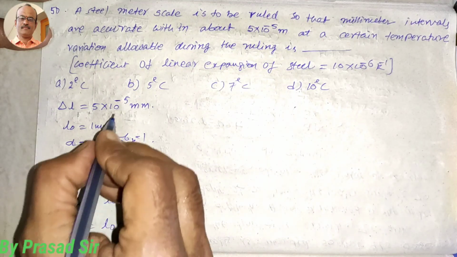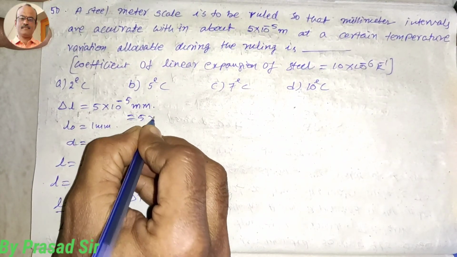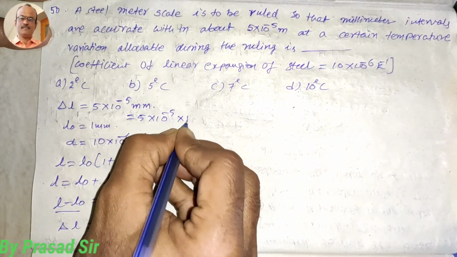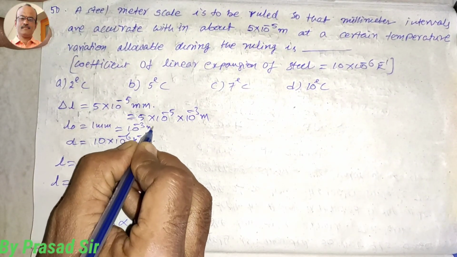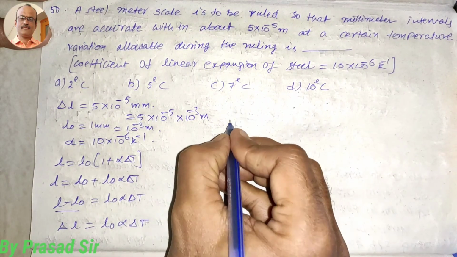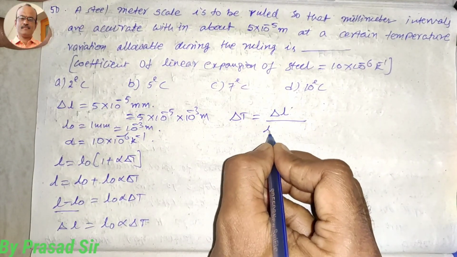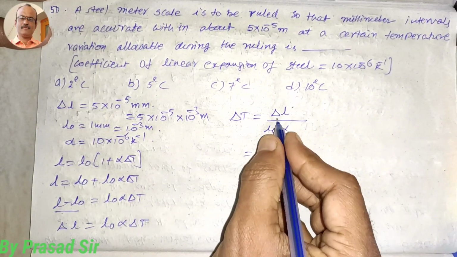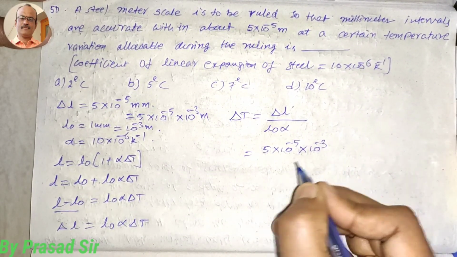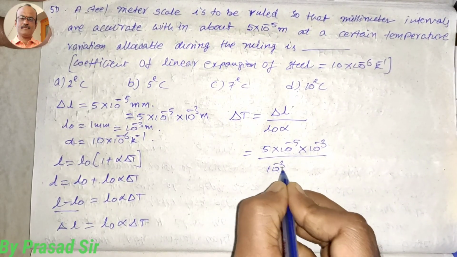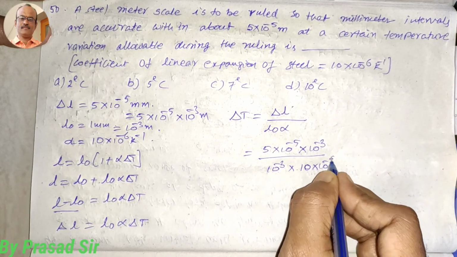So here 1 millimeter is nothing but 10 to the power of minus 3 meters. So 5 into 10 to the power of minus 5 into 10 to the power of minus 3 meters. Here I want to calculate the rise in temperature. Delta T is equal to delta L divided by L naught into alpha. So delta L, how much here? 5 into 10 to the power of minus 5 into 10 to the power of minus 3, divided by 10 to the power of minus 3 into 10 into 10 to the power of minus 6.